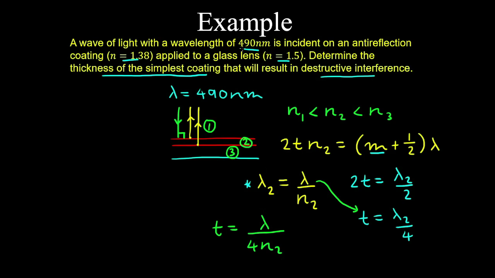So now we can substitute for the given wavelength of light and the refractive index of the anti-reflection coating. So that's 490 nanometers on 4 by n2, where n2 is dimensionless. So therefore we'd get a coating thickness of 88.8 nanometers or approximately 90 nanometers.